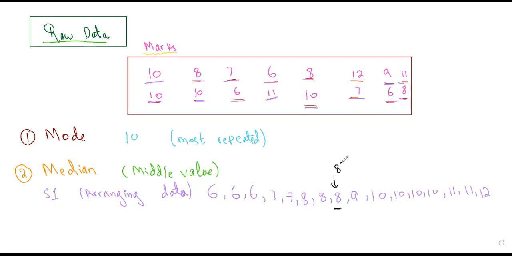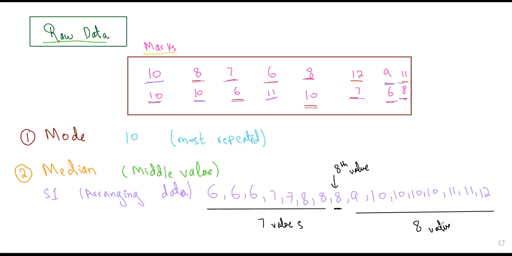This is the 8th value. How many values do I have before this 8th value? I have 7 values before this. How many values do I have after the 8th value? I have 8 values after it. Okay. So what do you understand? You understand that this 8th value is not the middle value.